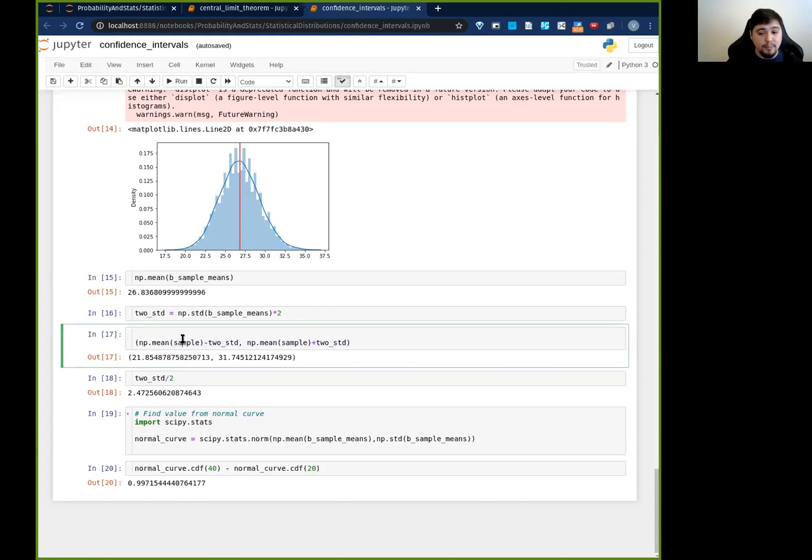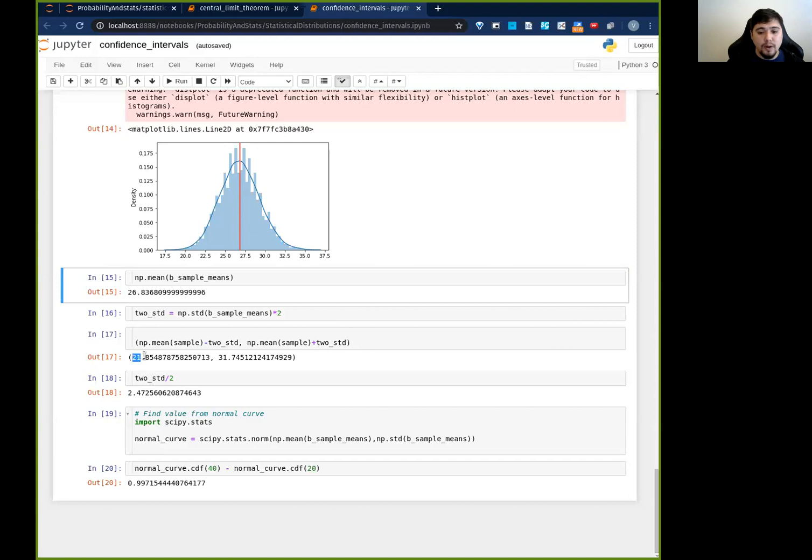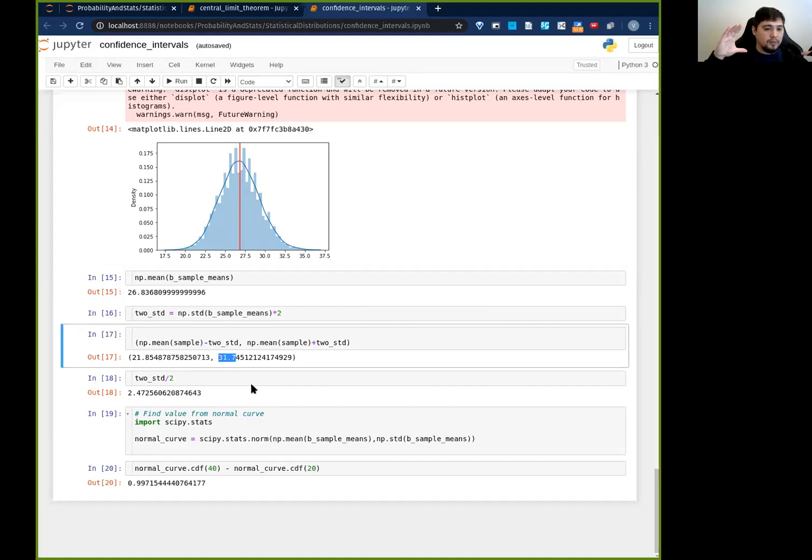Note that this is just our sample mean, not the true population mean. So remember, our sample mean in this case is 26.8. And we say from 21.8 to 31.8, we are within two standard deviations of our sample mean. That's going to be our 95% confidence interval. Okay. Now, this is the really long way to do it.